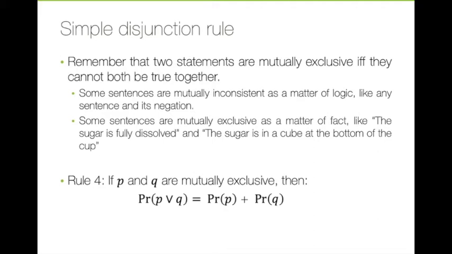With the property of mutual exclusivity in mind, we can give a rule for the probability of the disjunction of two mutually exclusive sentences. So if we have the sentences P and Q, and we know that P and Q are mutually exclusive, then the probability of the disjunction P or Q can be given by the probability of P plus the probability of Q.